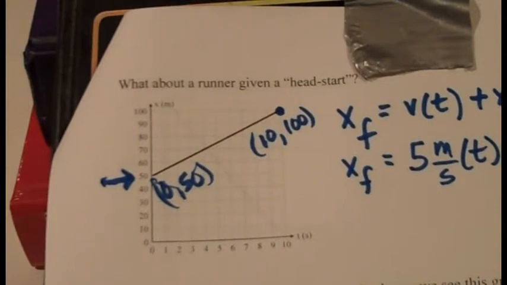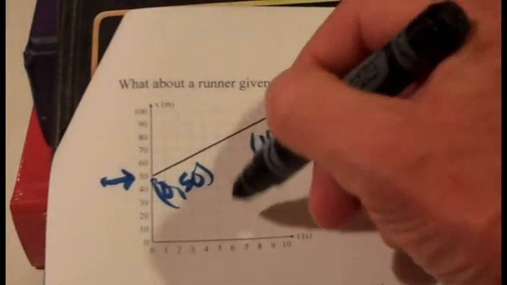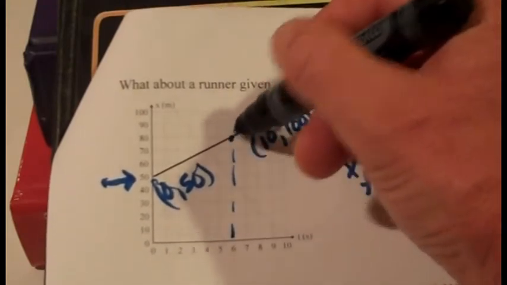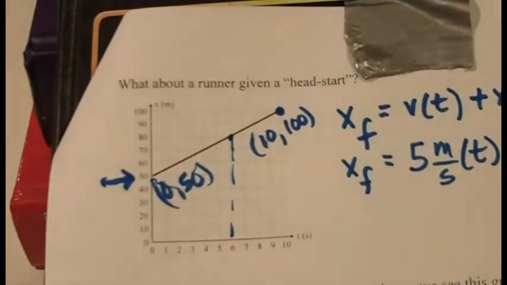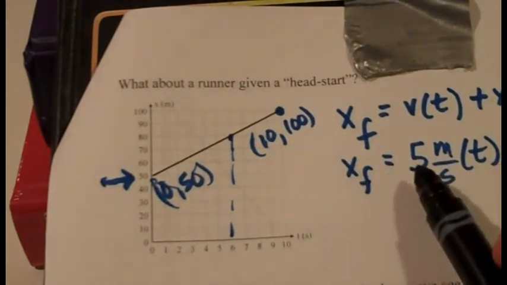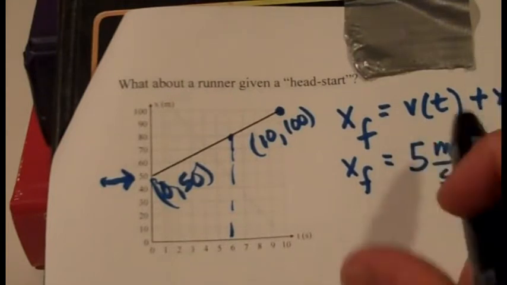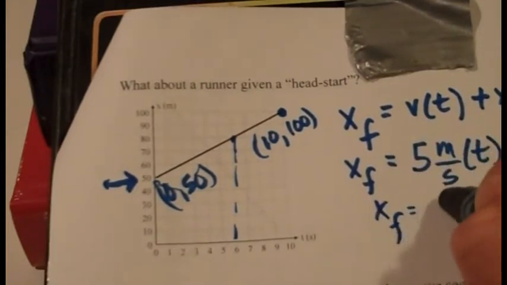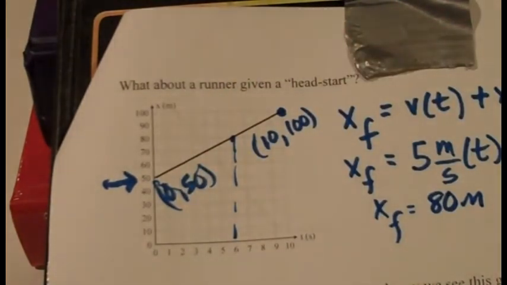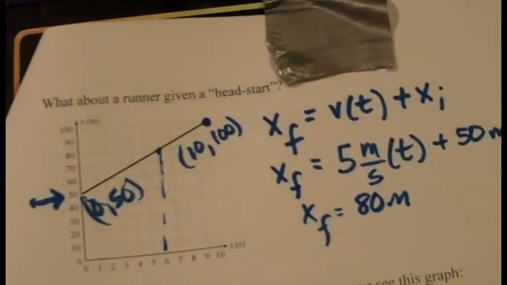Maybe we want to know where the runner is at 6 seconds. We know it's going to be around 80, but let's again use the equation. We would take 5 times 6, that's 30 meters, plus 50, which is your 80, and that confirms what we see on the graph. Generally, you can read things off graphs, but the equations are much more accurate if we can do it that way.